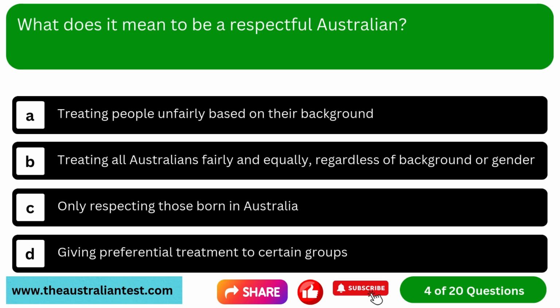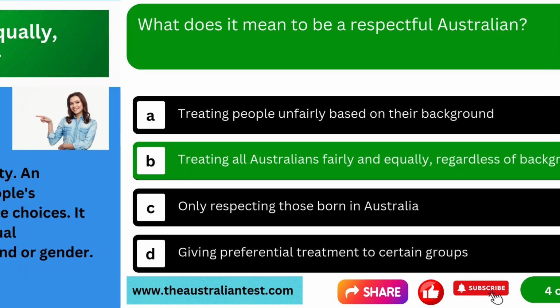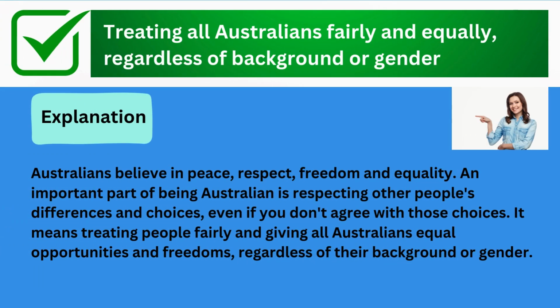Question 4. What does it mean to be a respectful Australian? Option A, treating people unfairly based on their background. Option B, treating all Australians fairly and equally, regardless of background or gender. Option C, only respecting those born in Australia. Option D, giving preferential treatment to certain groups. The correct answer is treating all Australians fairly and equally, regardless of background or gender.